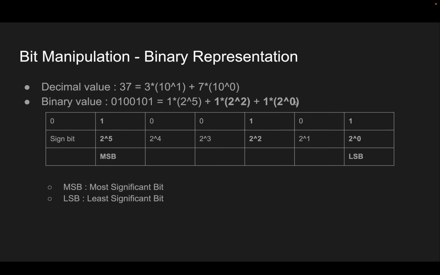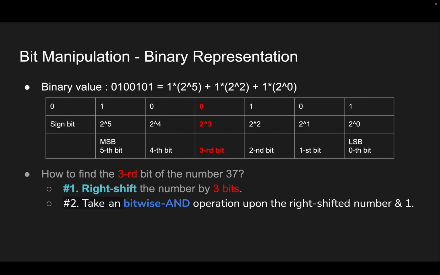Similarly, we can find the binary, which is the representation in base 2, from the least significant bit all the way to the most significant bit. So the question here is, how do we find the third bit of the binary representation of 37? The answer is to right shift the number.